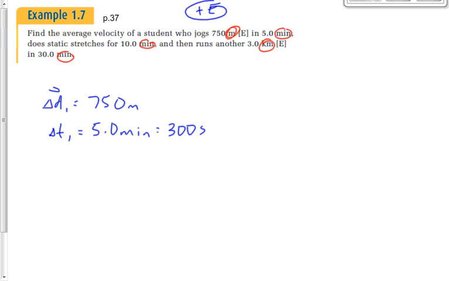All right. Then he does static stretches for 10 minutes. What's his displacement while he does static stretches? 0. He doesn't move at all. Right? He moves his arms and his legs, but his displacement is 0 because his arms and legs end up where they started, right? Time interval for the second interval there is 10 minutes, which is going to be 600 seconds. 10 times 60 is 600.